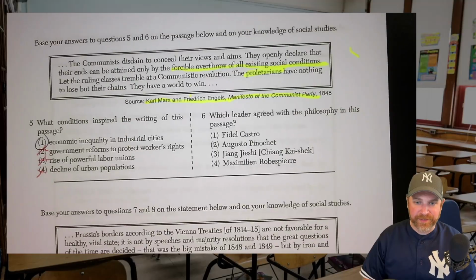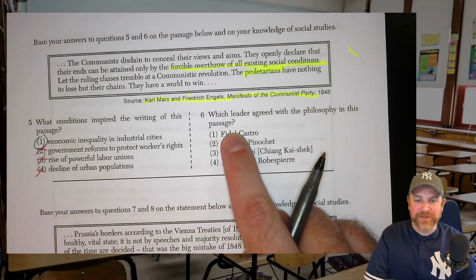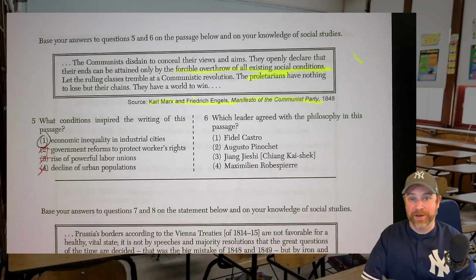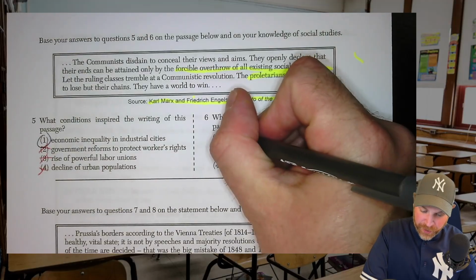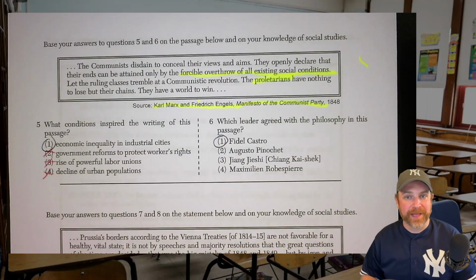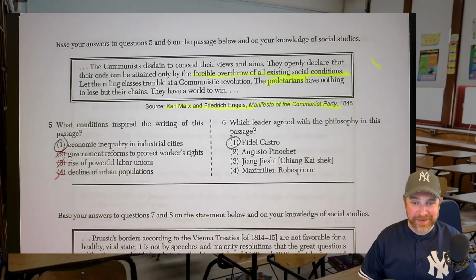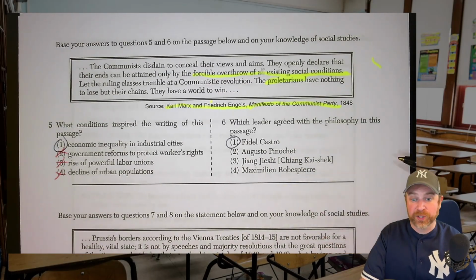Question 6. This is an easy one, hopefully. Which leader agreed with the philosophy in this passage? So basically you have to go through these people here and ask yourself which one supported communism in history. Hopefully Fidel Castro jumps out at you here, right? He's the one that led the Cuban Revolution in 1959 and made Cuba a communist society, right? So that should jump out at you. Hopefully it does, because the other answer choices here, some of them are tricky.